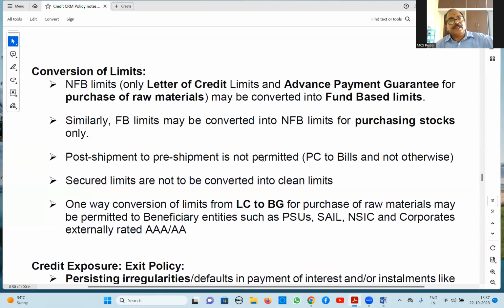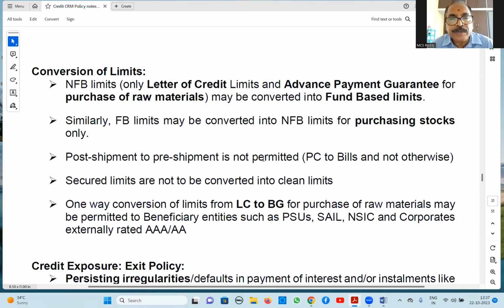Next, conversion of limits. Earlier, only one way was there, fund-based to non-fund-based. Now, both ways conversion is permitted: fund-based to non-fund-based and non-fund-based to fund-based. But for non-fund-based limits to fund-based, only letter of credit and advance payment guarantee will be converted. It is for purchase of raw materials only. It will be converted into fund-based limits. LC limits can be converted as CC only for purchase of raw materials.